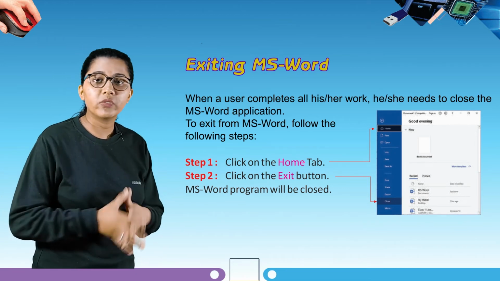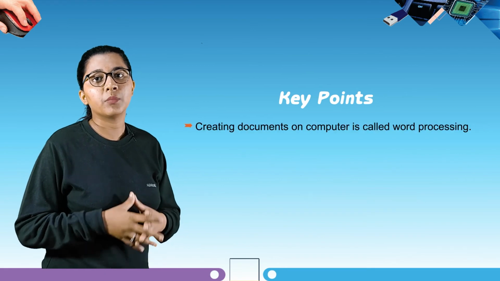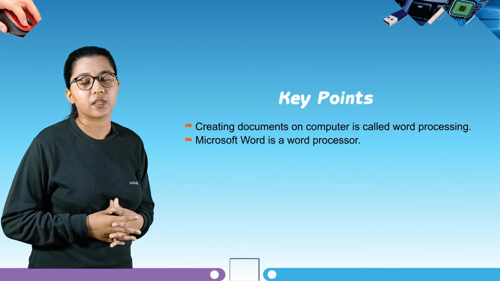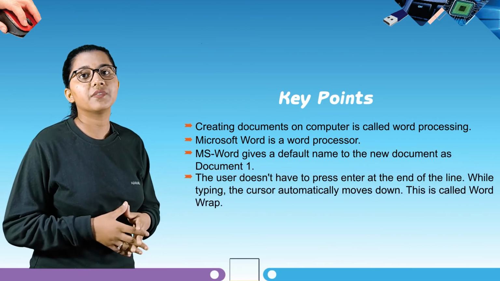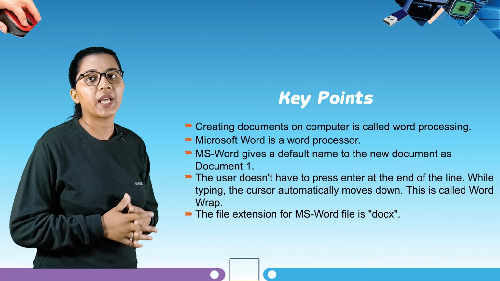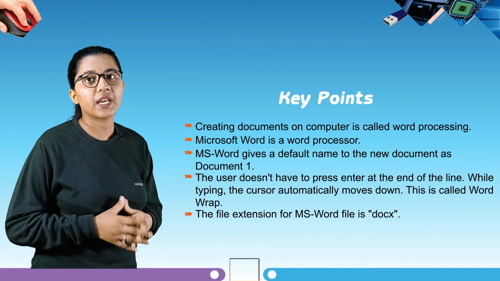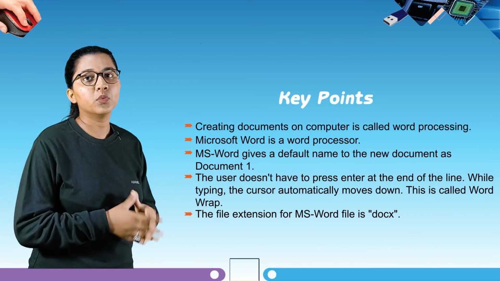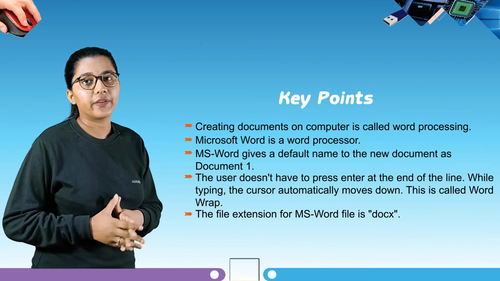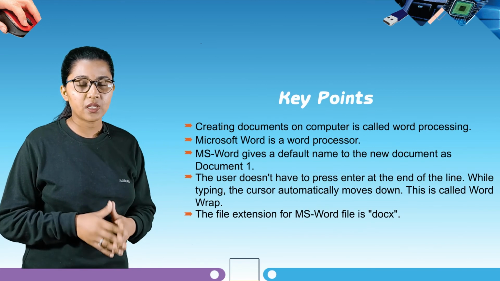So students, what we have learned in this chapter, let's have a quick look at some key points. Creating a document on a computer is called word processing. Microsoft Word is a word processor. MS Word gives a default name to the new document as Document 1. The user does not have to press Enter at the end of the line while typing. The cursor automatically moves down. This is called word wrap. The file extension for an MS Word file is docs.